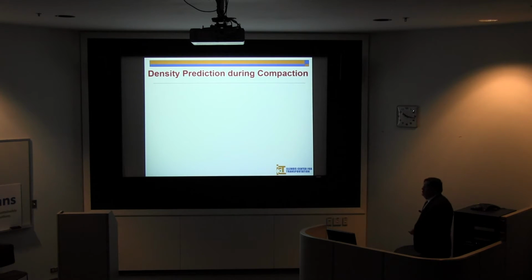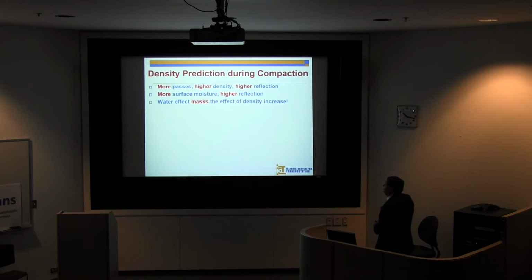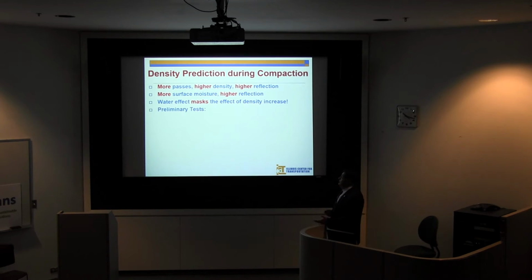So during the compaction is the key here. I don't want to do it after. I want a technique that will allow me to measure the density while I'm compacting so I can do the changes. So what we did, we looked into this and monitored this during the passes of the compactor. So the more passes, the higher density until you reach a point, and then it becomes flat, and sometimes it might drop. More surface moisture, this is a real problem for us, which means more reflection. So we need to see how we're going to address this, because that will mask our results.